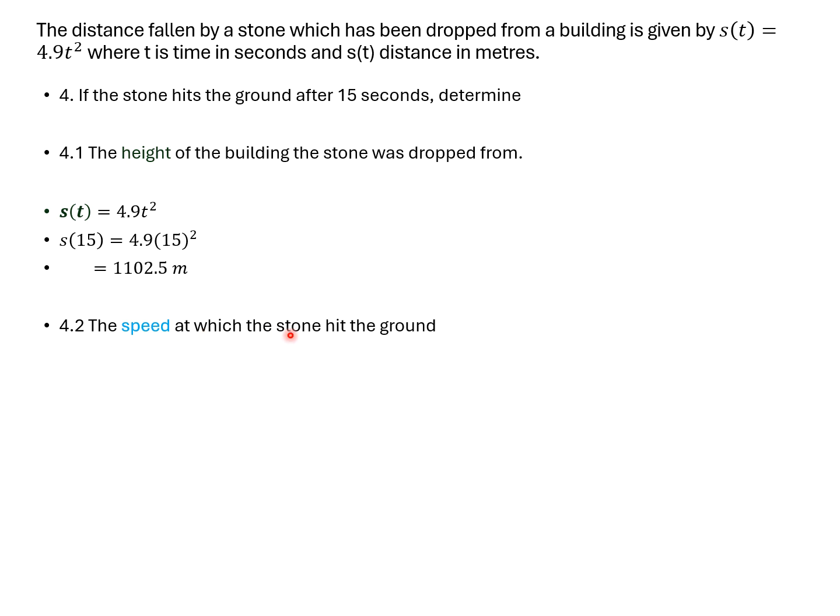The speed at which the stone hits the ground. So to get speed or velocity, I need the first derivative of that. So the first derivative is going to be 9.8t. 2 times 4.9 gives me 9.8t. And it took how long? 15 seconds to reach the ground. So in the place of t, I'm going to put 15 times 9.8. That should give me something close to 150, which is 147 meters per second.